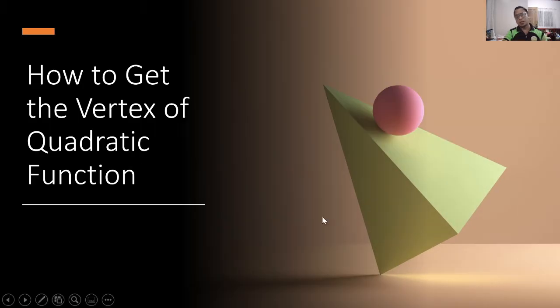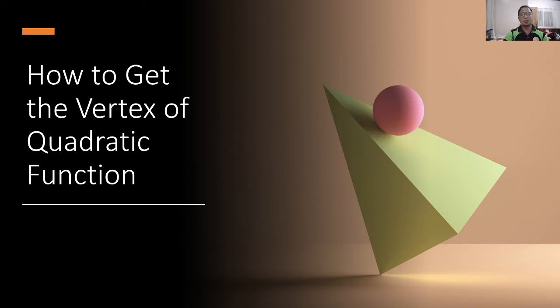Our topic for today is how to get the vertex of quadratic function. So last time, we discussed about the transformation from the standard form to the vertex form. Now, in this case, we will be getting the vertex, the same vertex, but we will not be transforming the standard form sa vertex form ngayon. Ang ibig pong sabihin nito, yung pong ating given, hindi mo na kailangang i-manipulate. Makukuha natin kagad yung vertex.